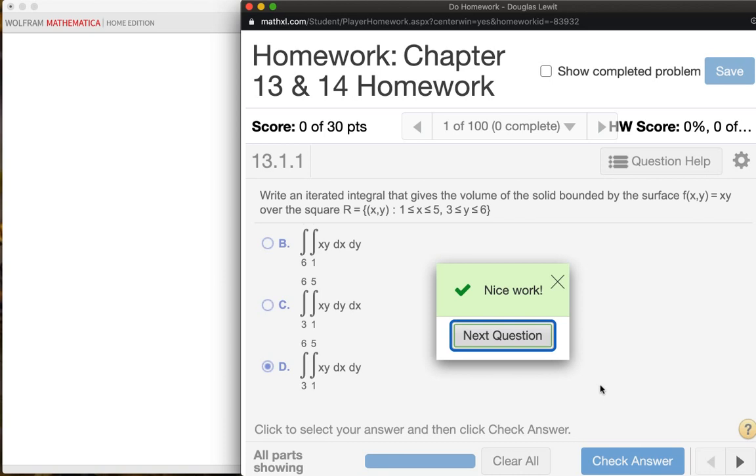So let's move on and do another homework problem. This one should be very easy.